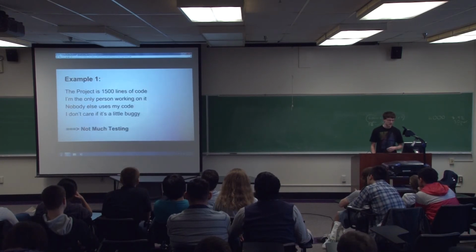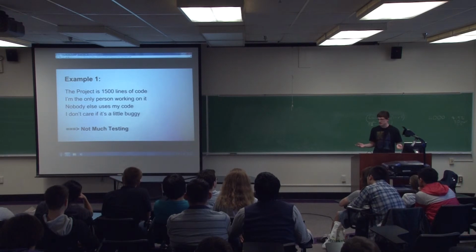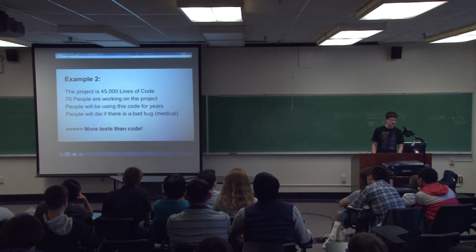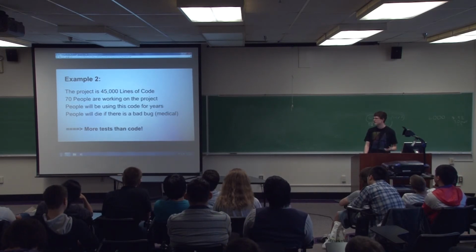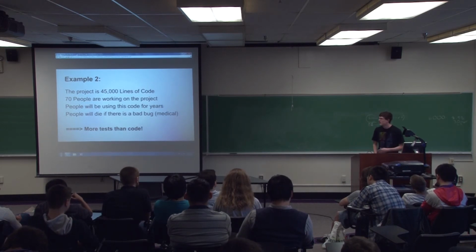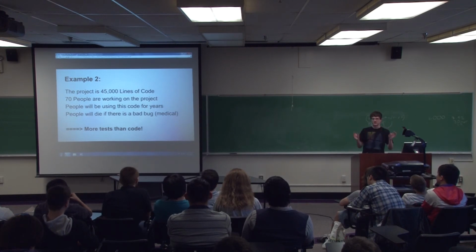We actually have an example. So example 1, 1,500 lines of code, you're the only person who uses it, you don't care if it's a little buggy. And just write 1 or 2 tests, just make sure the whole thing works. Pretty simple. Example 2, it's like a giant project with 70 people, and it's like a medical project. So if there's a severe bug, people could die because the surgical tool fails or whatever. So in this case, you'd want to have more tests than code. Like every function needs to be thoroughly tested. You need to test for seg faults. You need to hit it with null inputs and just like, you know, Armageddon code, right? Armageddon testing.